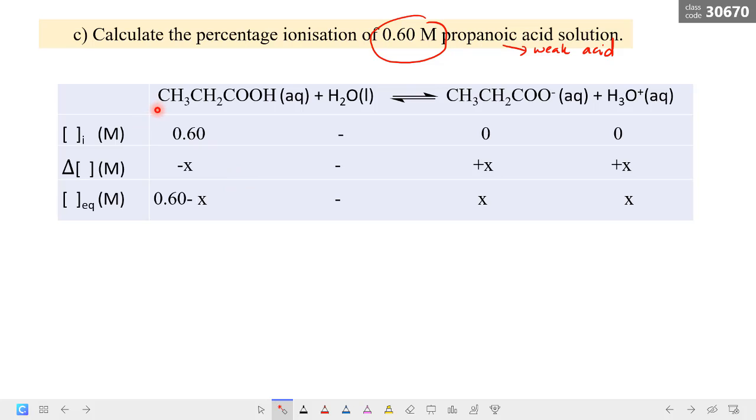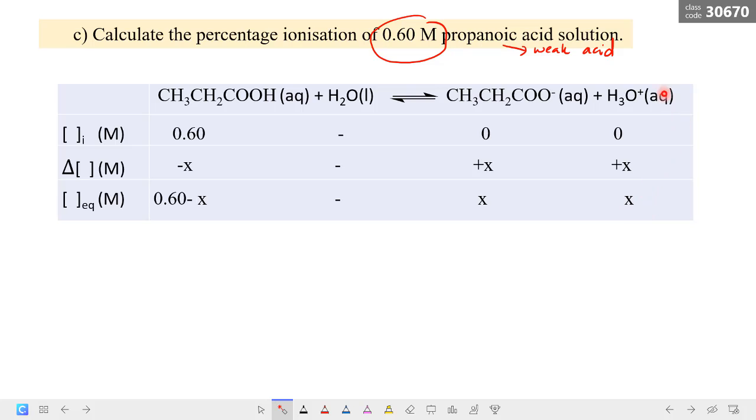Jadi oleh kerana dalam equation 1 mol, sini minus X. Okay. And then for propanoate ion, it forms sebanyak plus X. And same goes to concentration of hydronium ion. And at equilibrium, the concentration of propanoic acid is 0.60 minus X, propanoate ion is X and hydronium ion is X.